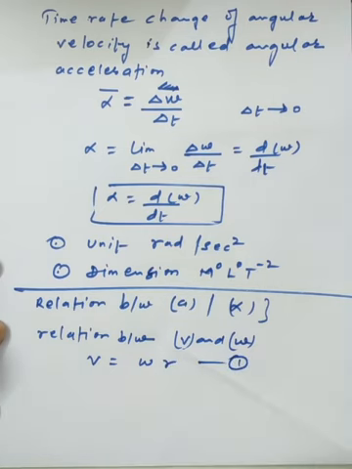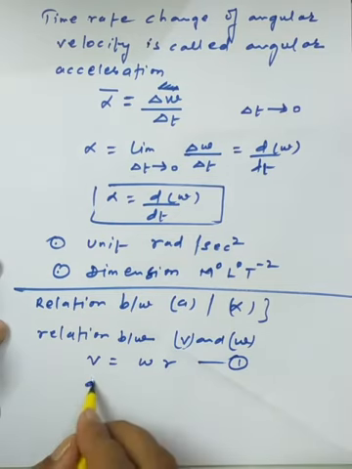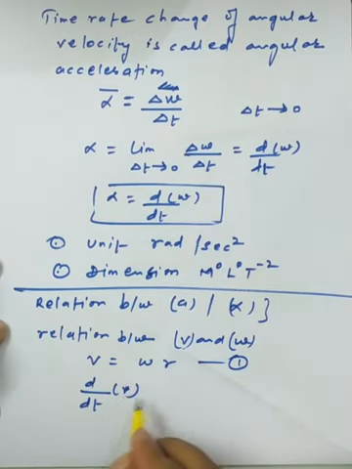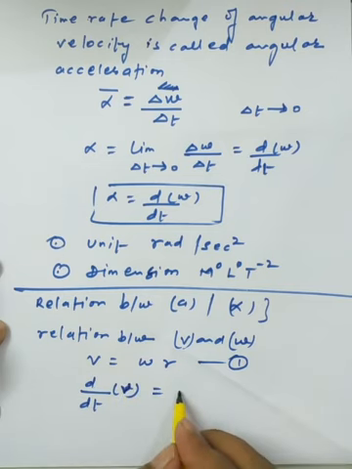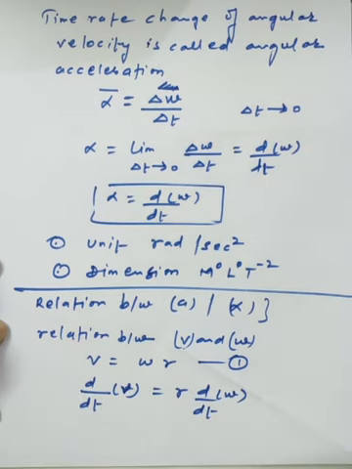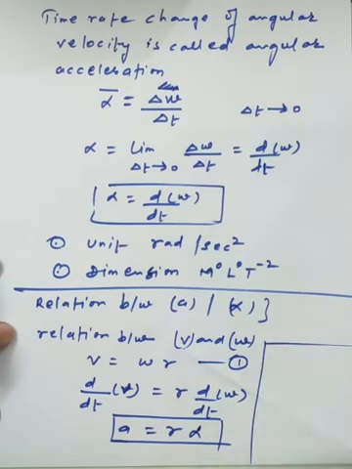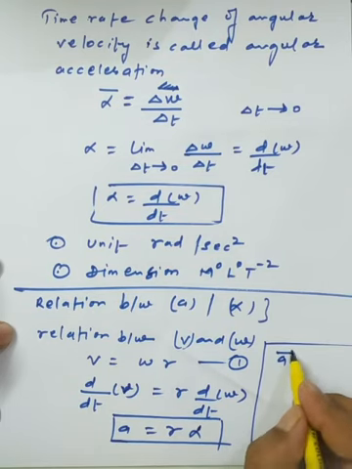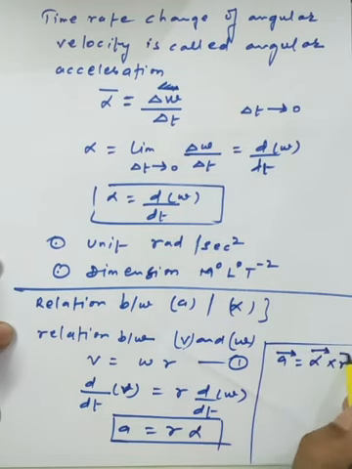This is equation number 1, and now we divide the equation by the derivative, that means d by dt, on both sides. Here r is constant, so r times d by dt of omega gives the acceleration a, and d by dt of omega is called alpha. So this is the basic relation: a is equal to r alpha, or a is equal to alpha r. In vector notation, a is equal to alpha vector cross r vector. These are examples of the vector product.